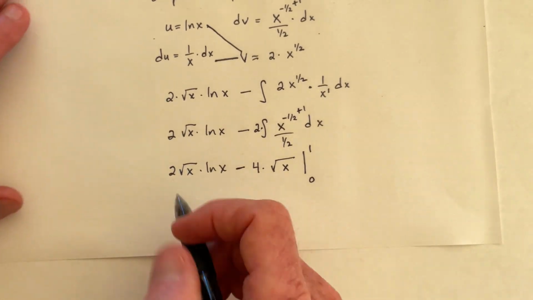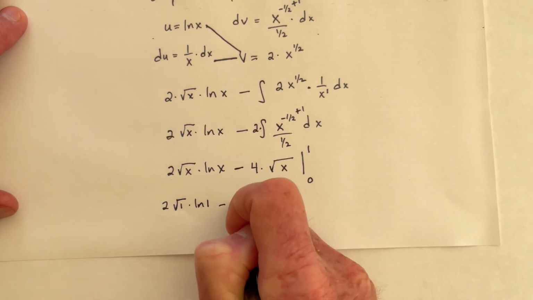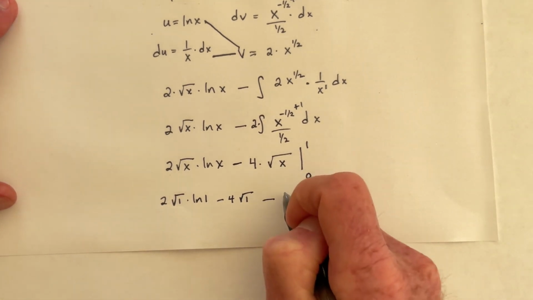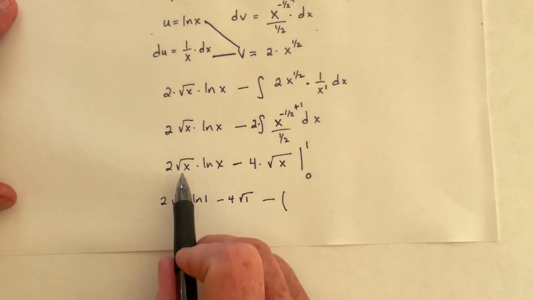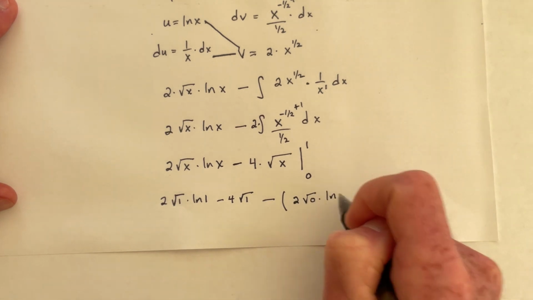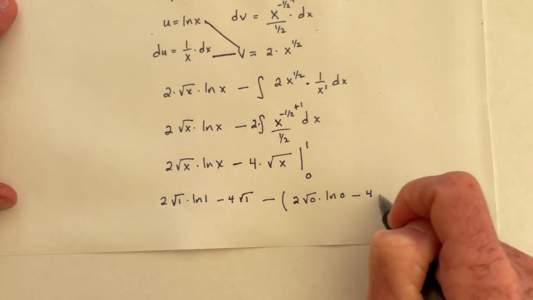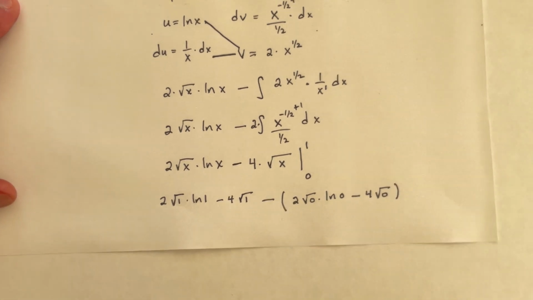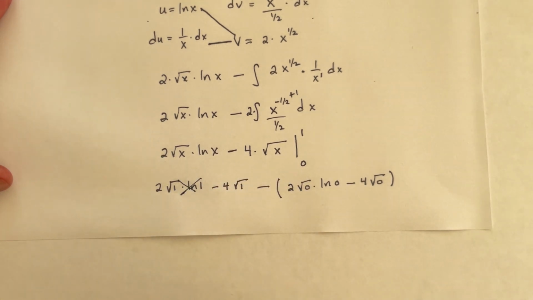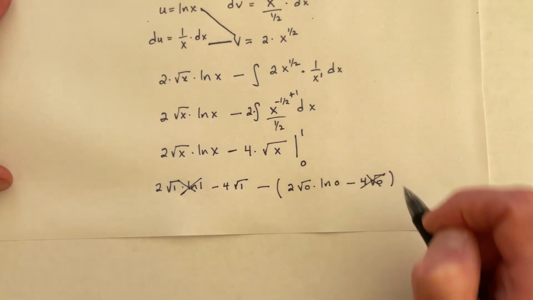Here, let me show all of my work. So 2 square root of 1 times natural log of 1 minus 4, and then square root of x, so square root of 1. And then minus, now substitute the 0. So this is going to be 2 times the square root of 0, and then the natural log of 0, and then minus 4 times the square root of 0. So natural log of 1 is 0, so this part is gone. This is just a 4. This is a 0. That part's gone.